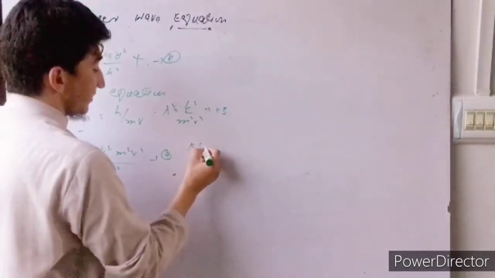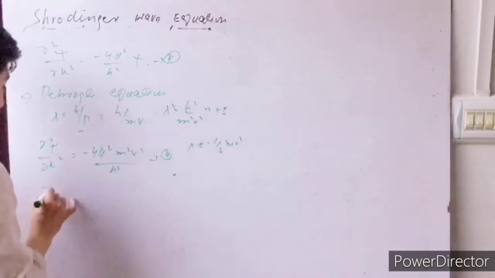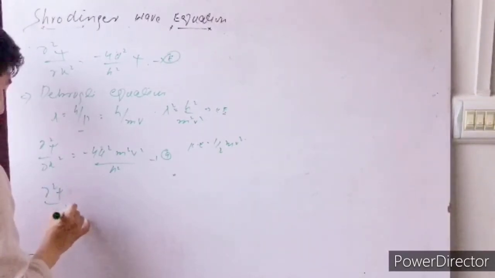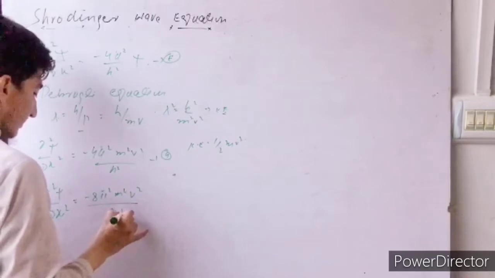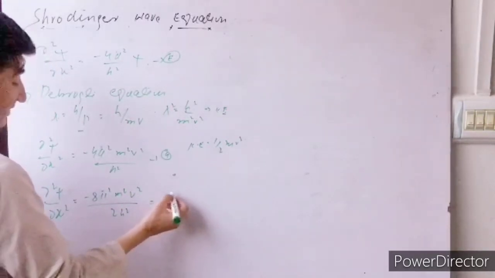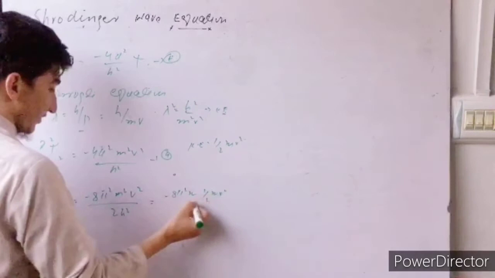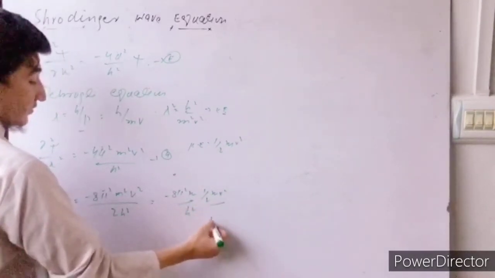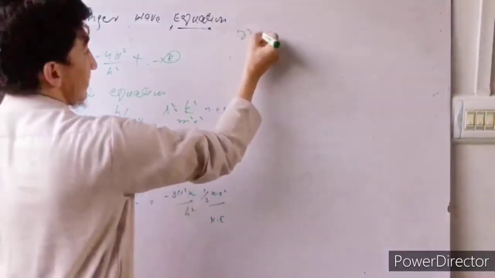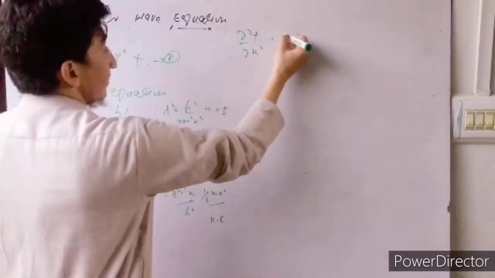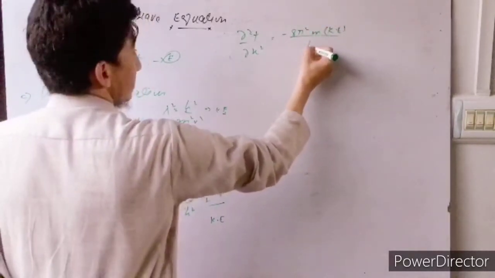As we know, the kinetic energy equals half m v square. Now dividing and multiplying this equation by 2, we get del square psi divided by del x square equals minus 8 pi square m square v square divided by 2 h square. This can be written as minus 8 pi square m into 1 over 2 m v square divided by h square, which contains the kinetic energy. So the final equation we get is del square psi divided by del x square equals minus 8 pi square m into KE divided by h square.